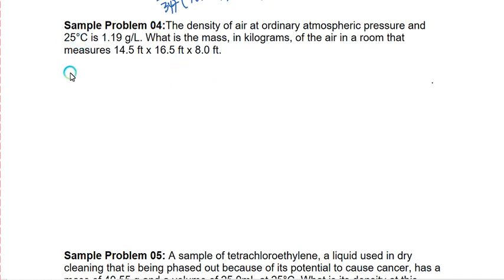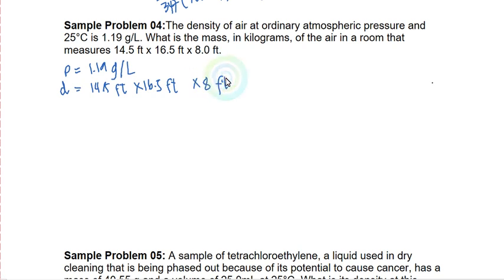So given to us is the density, which is equal to 1.19 gram per liter. And then we have the dimensions of the room, which is 14.5 feet by 16.5 feet by 8 feet. So this is our dimension. What we are looking for is the mass of the air in terms of kilogram.